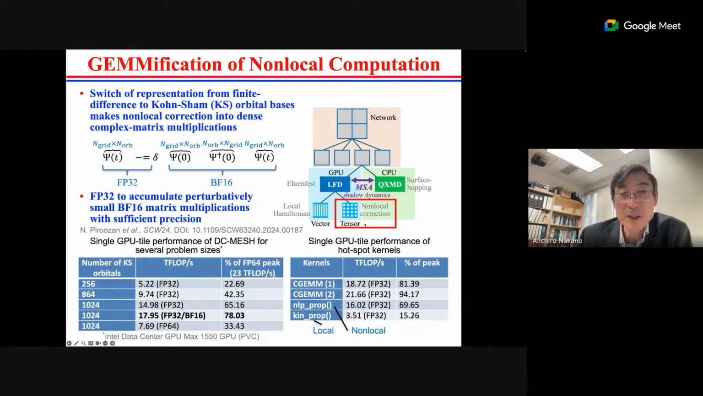On the other hand, the non-local correction, as I explained, we switch the representation from finite difference to Kohn-Sham orbital to make this correction dense complex matrix multiplication. So what we can see is by using a bigger problem size, we get a higher and higher percentage of the theoretical peak performance. The best performance we got is with hybrid FP32 BF16, and 80% of the peak performance. And this is largely due to the GEMM-ified non-local correction as shown here.